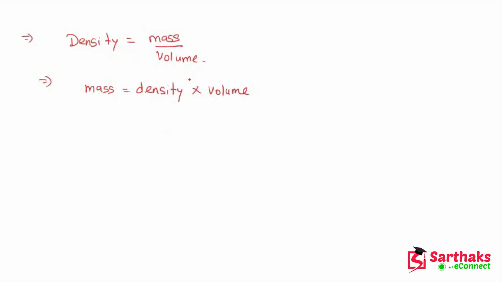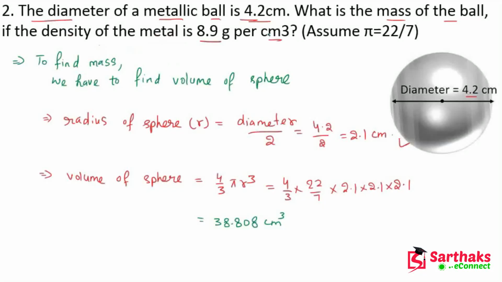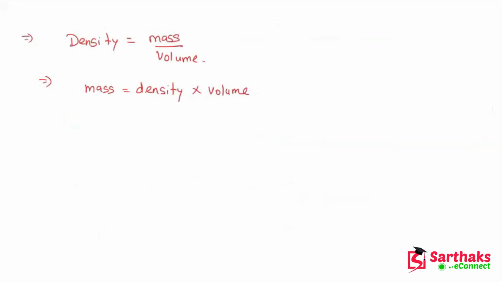So here we have density is what? Density is 8.9 and volume is 38.808. Okay, so now put the values. So this will become like 8.9 into 38.808. So the unit is in gram.